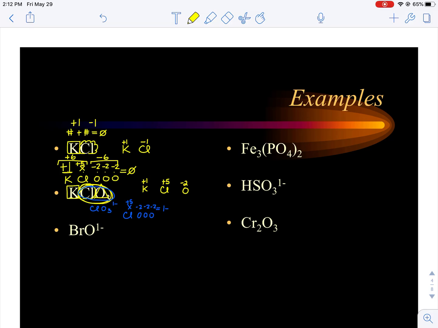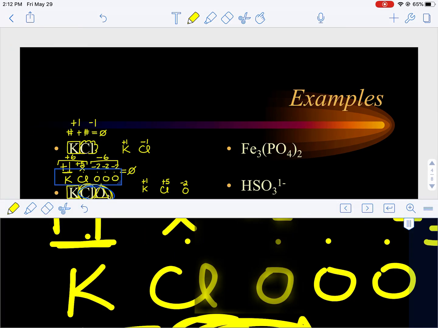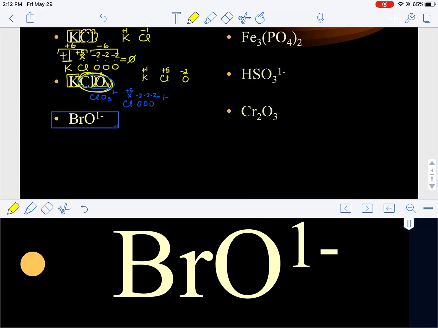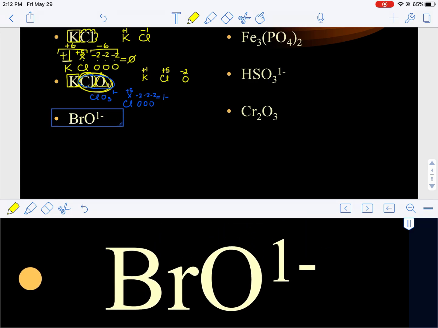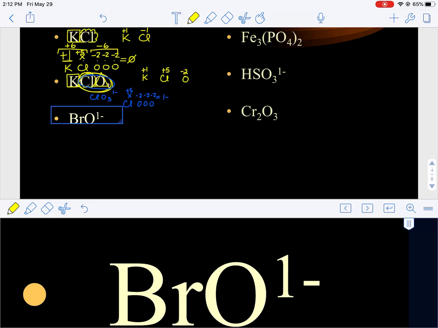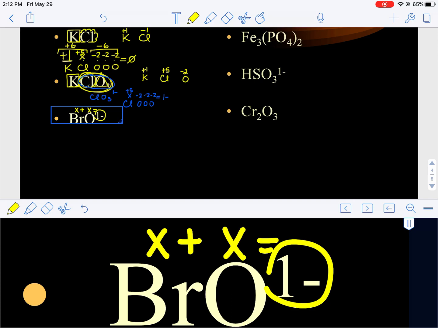Which brings us to our third example, a polyatomic ion. Let's see this in action. BrO with a -1 charge. What does that mean? Well, it's not a neutral compound. Whatever the number for bromine is, whatever the number for oxygen is, when I add them together, they're going to have to sum up to be this charge of -1.